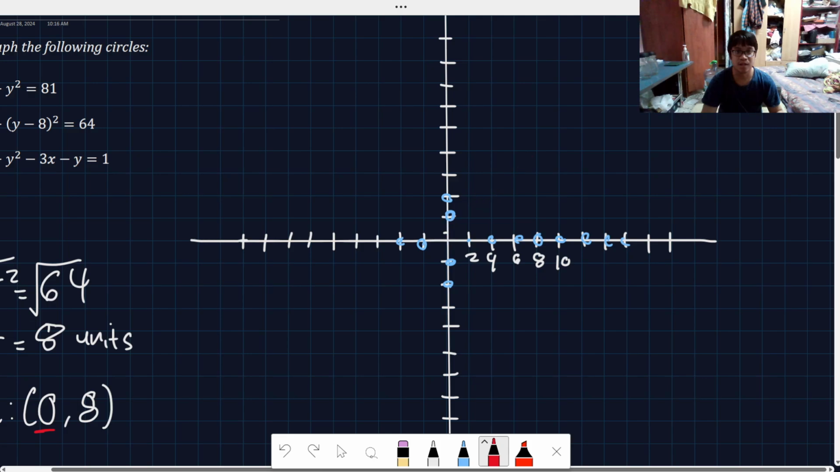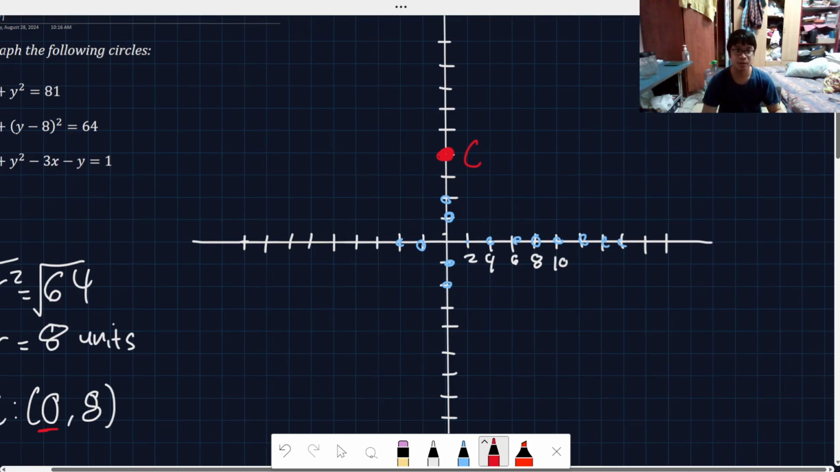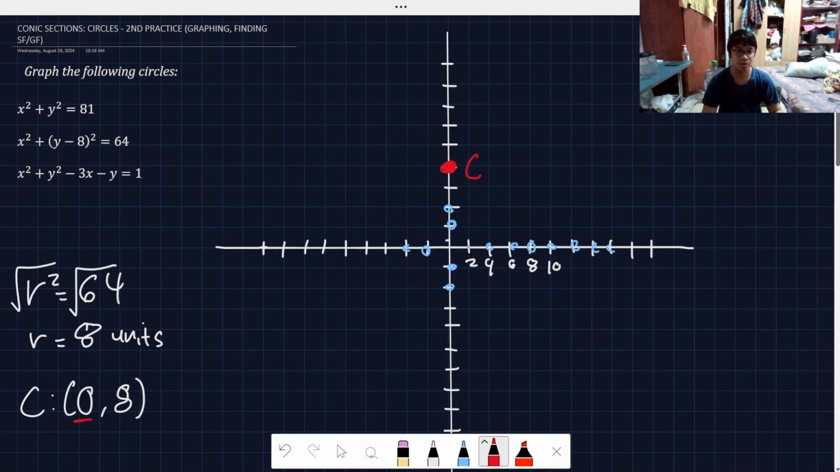Let me erase the other parts. This is the center. Now, we can start drawing the circle with its length of radius. We're going to draw 8 units away from the center. Let's start by going to the right. Start from here: 0, 2, 4, 6, 8. So it's here.